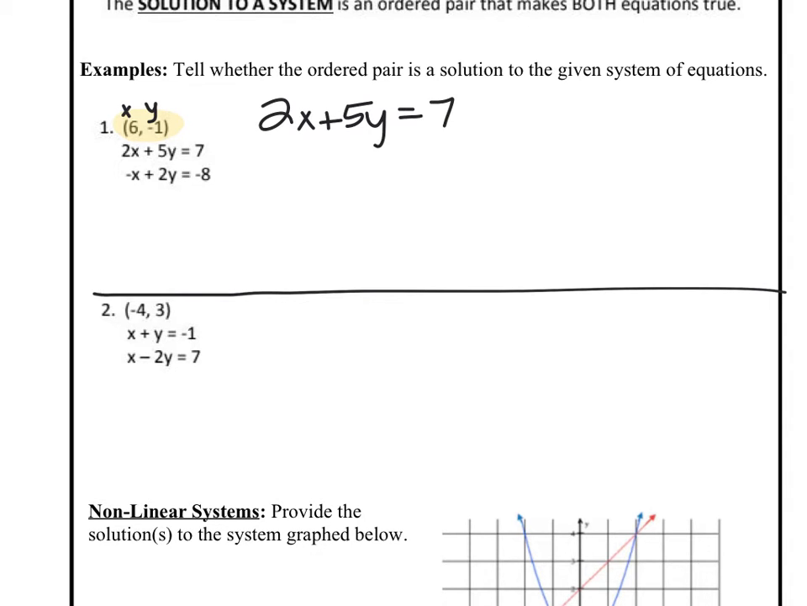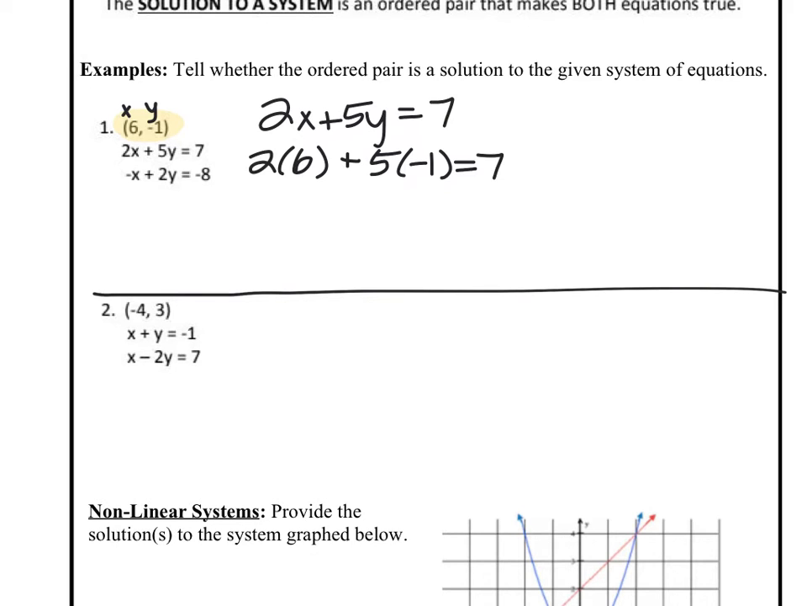So, Evan, what should I put instead of x? We'll put it next to the 2. 6 goes here because 6 is equal to x. And Mason, what should I put instead of y? -1. Yep. So then we're just trying to see if this will be equal to 7. If it is, that's great.